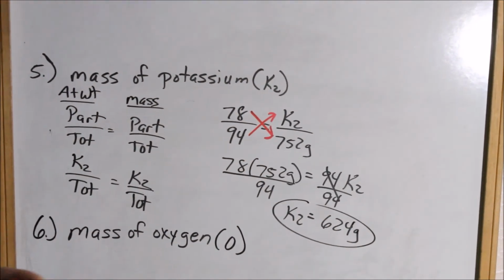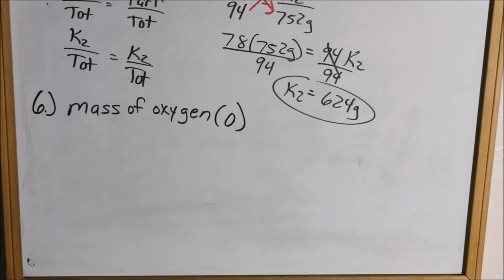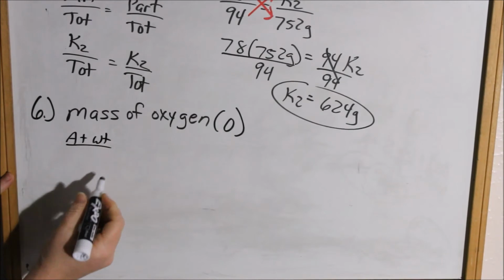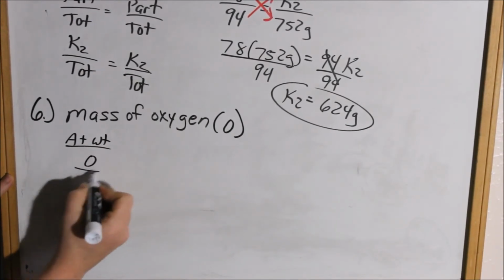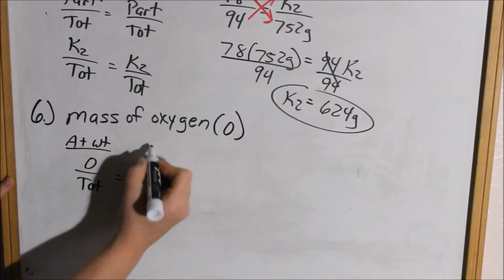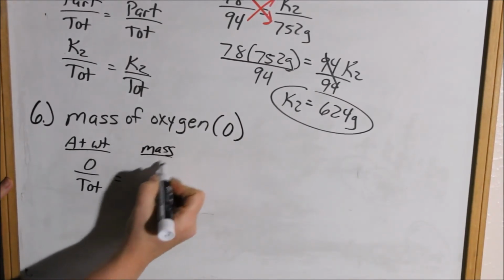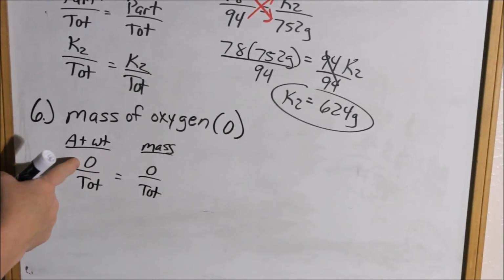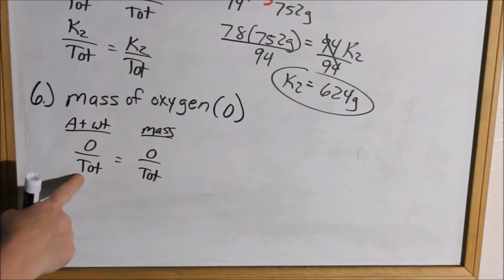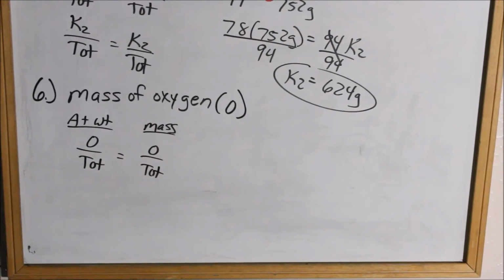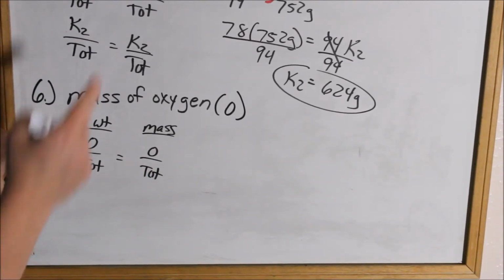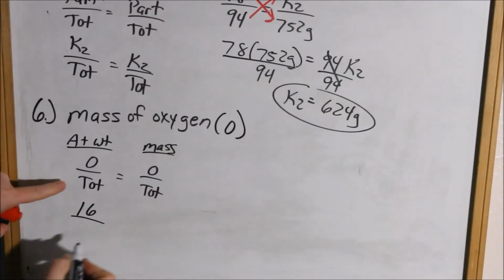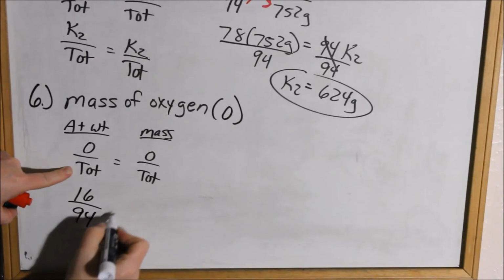Now let's look at the mass of the oxygen. The same thing, we're going to do the part over the total. We're going to do the atomic weight information, the part over the total, which is the oxygen over the total. We're going to set it equal to the mass ratio, which is the oxygen over the total. Oxygen's in the numerator here, it's in the numerator here. Total's in the denominator here, total needs to be in the denominator here. So for the atomic weight information, our atomic weight of oxygen is 16, and then the total atomic weight of the whole compound was 94.